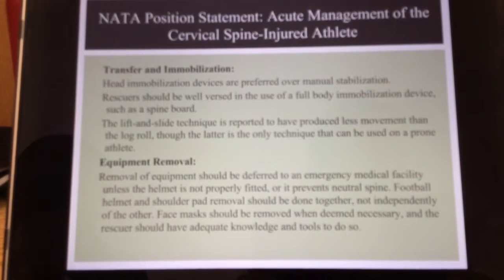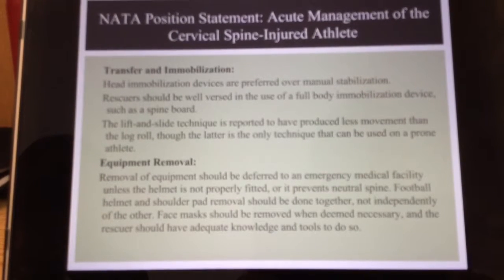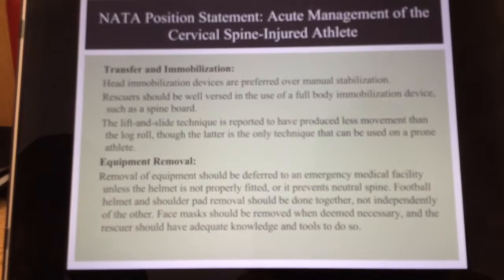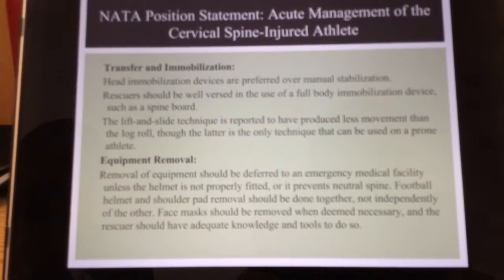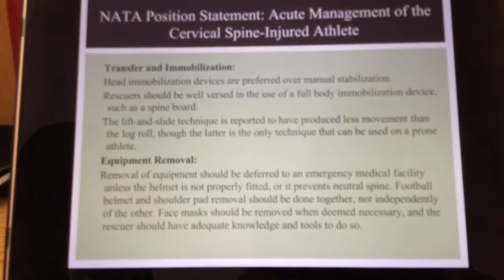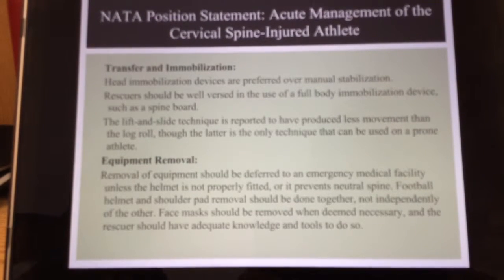For the equipment removal, they suggest a powered screwdriver is the best tool. It's the quickest and causes the least amount of movement, but you should also have a backup cutting tool available in case batteries die or equipment is rusty, and they should also use corrosion-resistant hardware.